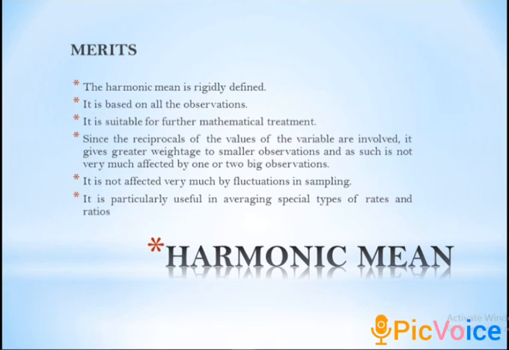Number fourth है, since the reciprocals of the values of a variable are involved, it gives greater weightage to small observations and as such is not very much affected by one or two big observations. Fifth merit है, it is not affected very much by fluctuations in sampling. Sixth है, it is particularly useful in averaging special types of rates and ratios.